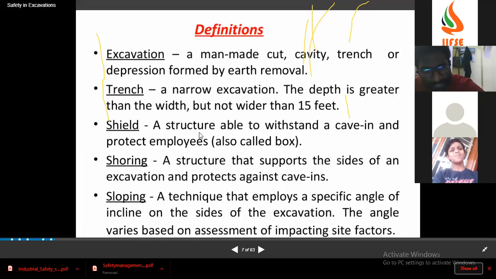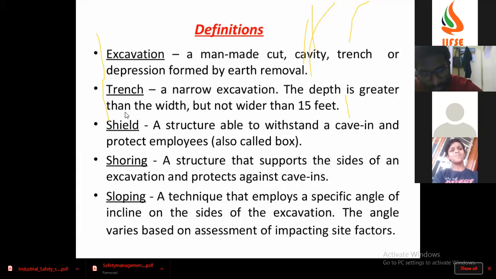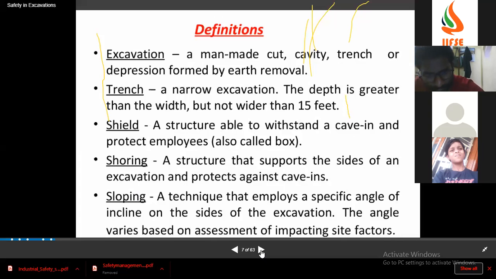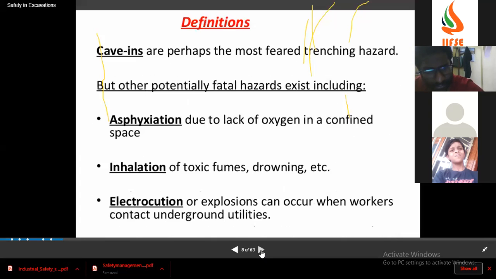A shield is a structure able to withstand a cave-in and protect employees, also called a box. Shoring means a structure that supports the sides of an excavation and protects against cave-ins. Shielding, shoring, and sloping are precautionary and control measures to protect the side walls from collapsing. I would like to show the pictures. Just wait.